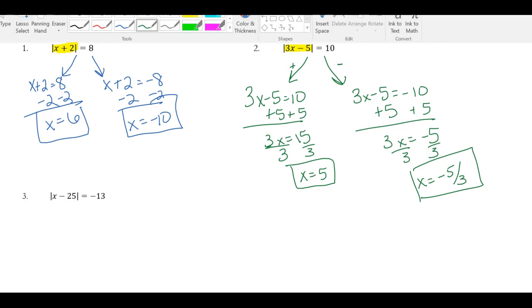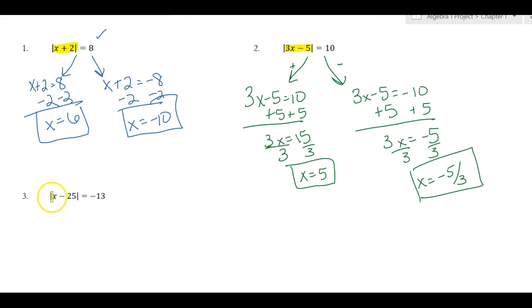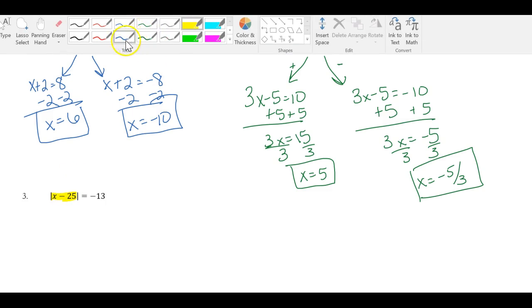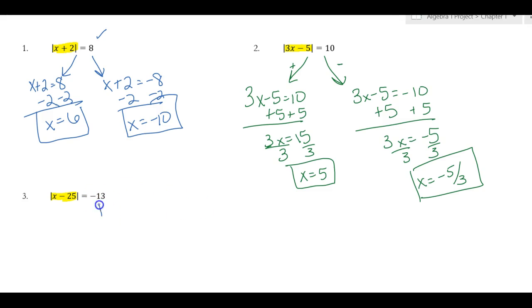All right, last one. Absolute value. I'm not going to change this puppy right there. But I have to do my next step to see if it's appropriate. And look, it equals a negative. I can't do anything. This is a no solution. Those are the problems you'll like when you find no solutions because there's no more work to do. Okay? All right, so that's it.